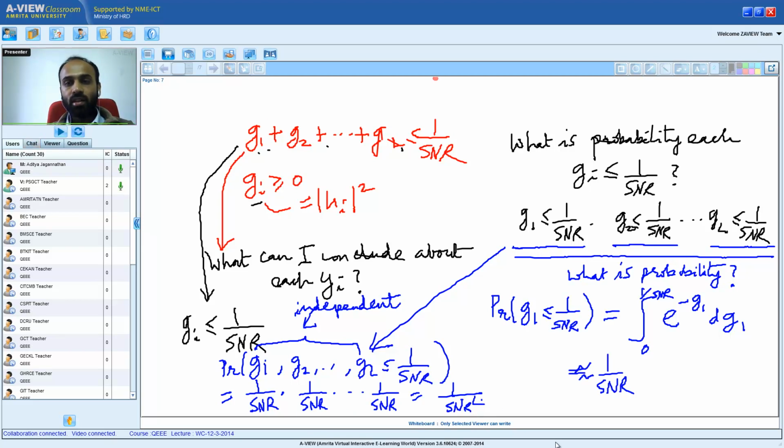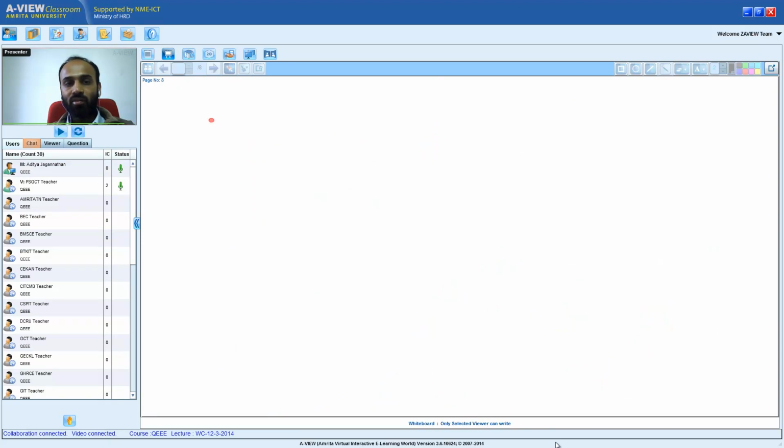Therefore, what we are seeing is that the probability of deep fade is 1 over SNR to the power of L.